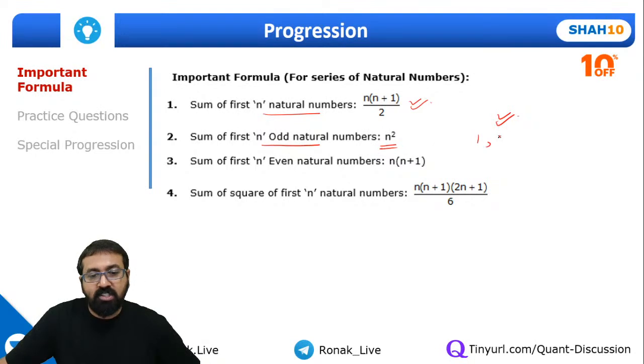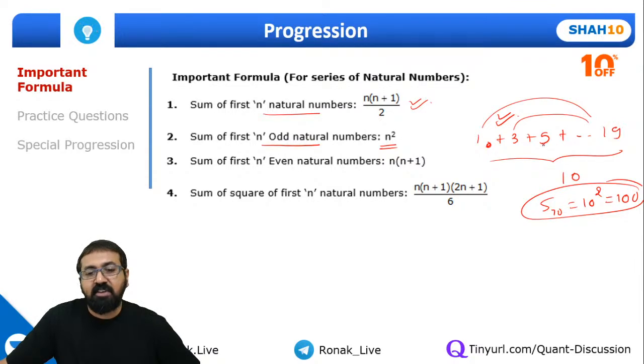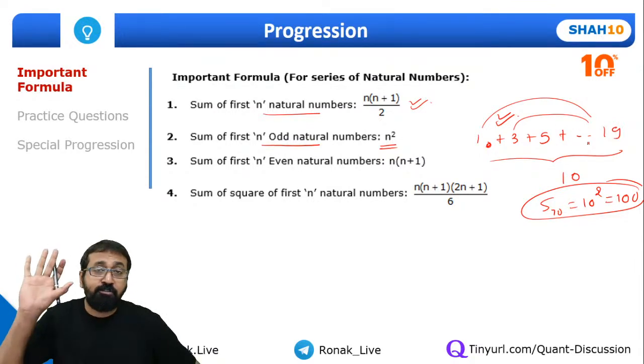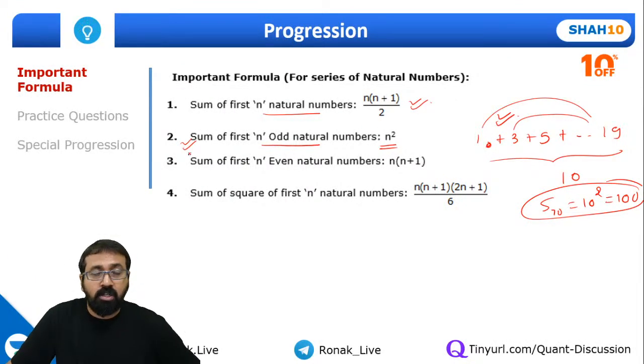So if I ask you what is sum of this one, 1 plus 3 plus 5 up to 19. Can I say these are 10 odd numbers? So sum of these 10 odd numbers will be 10 square, that is 100. And you can easily make out 1 plus 19 is 20, 3 plus 17 will be 20, and so on and so forth. So there will be 5 20s, that is 100. So this is the formula for sum of n odd natural numbers.